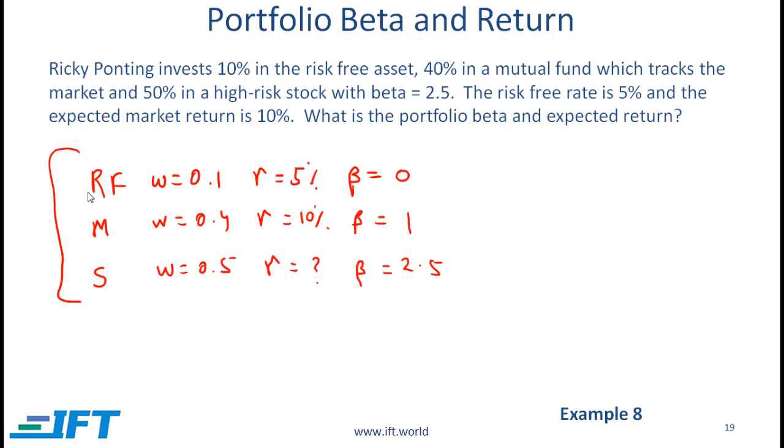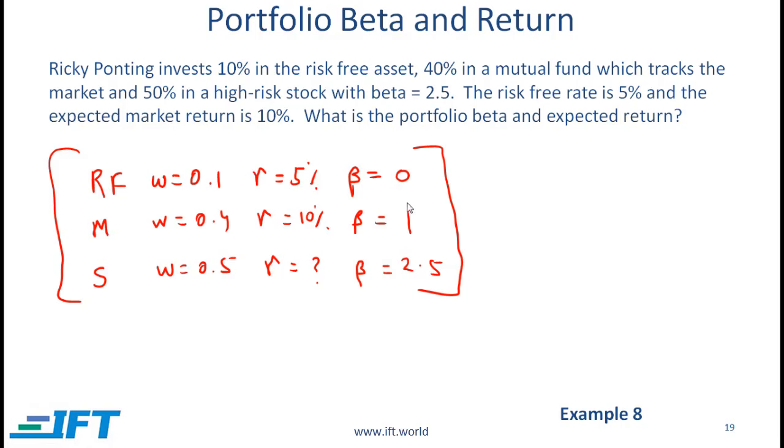Here is the data given. He has 3 assets in his portfolio: the risk-free asset with a weight of 0.1, return 5%, and beta is 0. This is not explicitly given, but we know that the risk of a risk-free asset is 0, so beta is 0. With the market portfolio, the weight is 40%, expected return is 10%. The beta is not explicitly given, but we know that the beta is 1 for the market portfolio. With the risky stock, the weight is 0.5 or 50%. The expected return is not given, and the beta is 2.5. What is the portfolio beta?